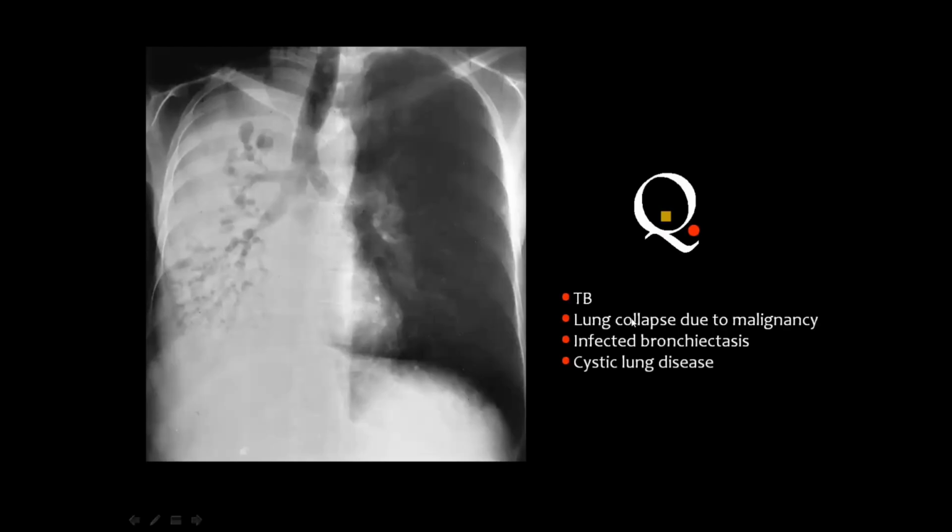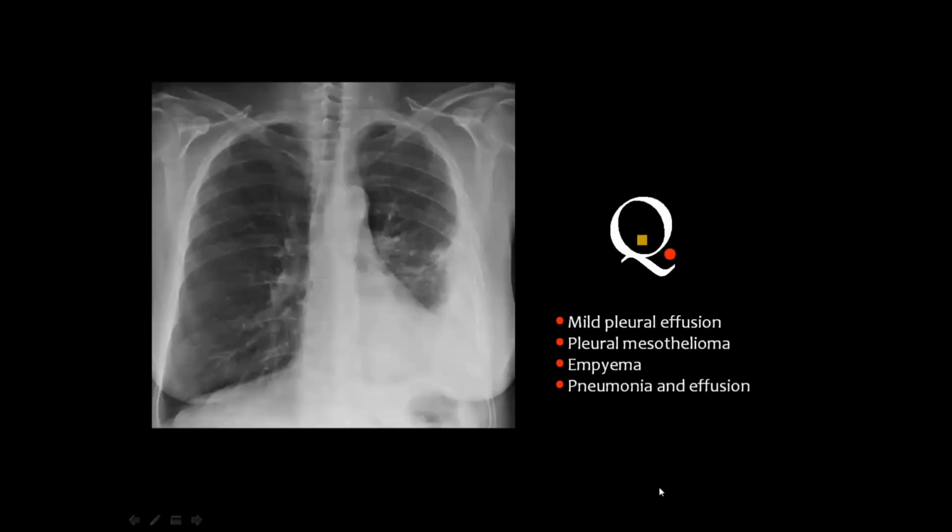Okay, next case is a chest X-ray, and you see these changes on the right side, and these are the possibilities: TB, lung collapse due to malignancy, infected bronchiectasis, cystic lung disease. TB, very good. Yes, and this is TB. TB can cause collapse. TB can cause bronchiectasis, of course, due to chronic inflammation and traction on the bronchi. TB can cause pneumonia. TB can cause pleural effusion. All the manifestations can be explained on the basis of TB.